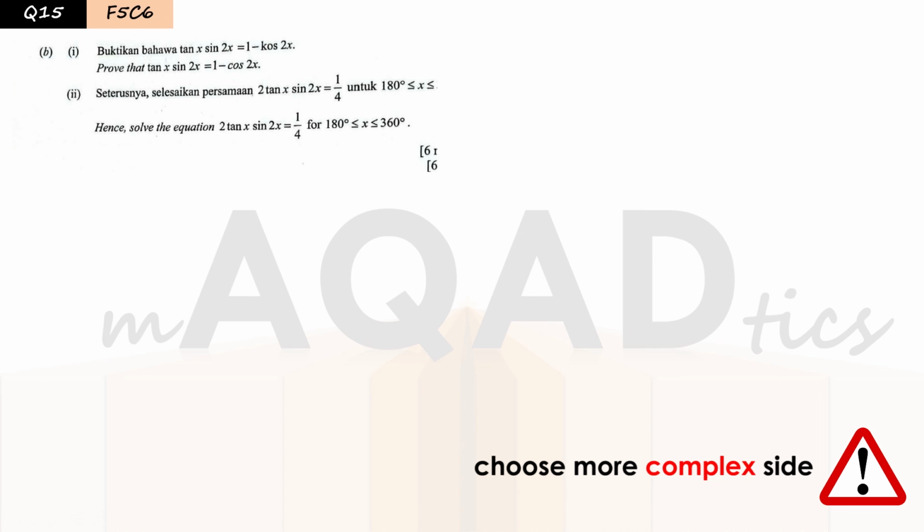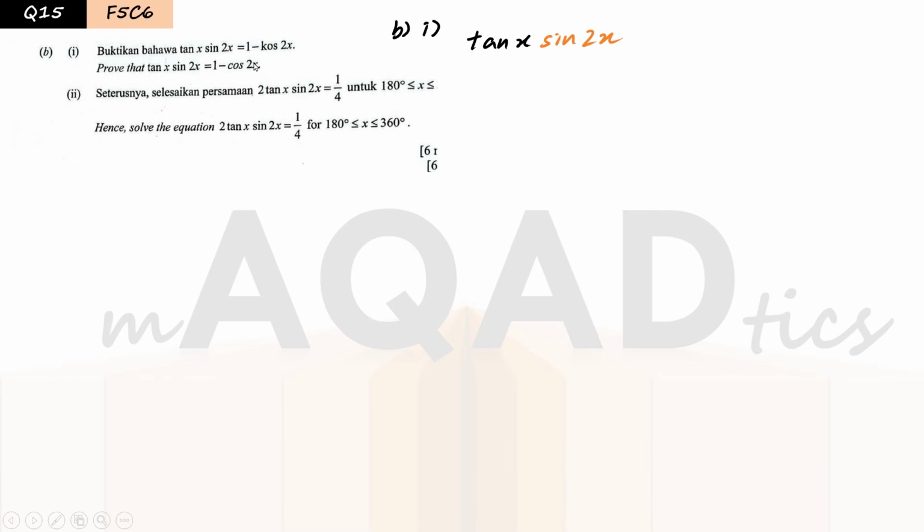So if we compare these two sides, I would say the left side is more complex, or there are more things to change here and there, because we can multiply these two functions and then change something here and there. But for this one, it's like 1 minus cos 2x. The only thing we can change is cos 2x, which is a bit hard, right? So let us start from the left and we prove the things on the right side.